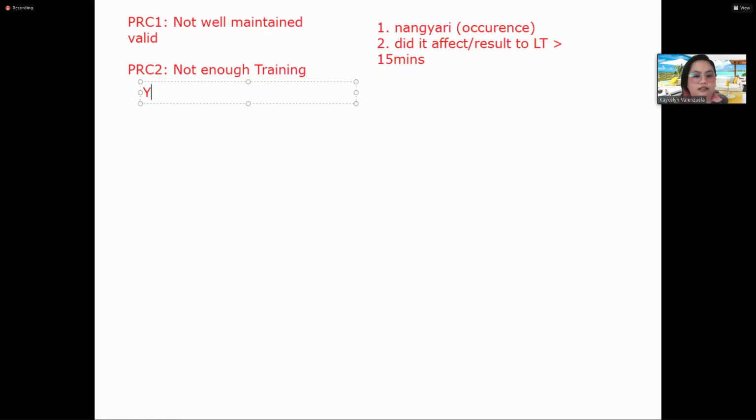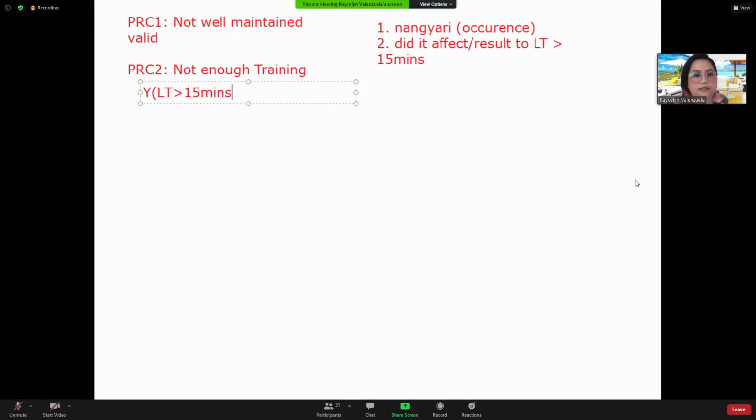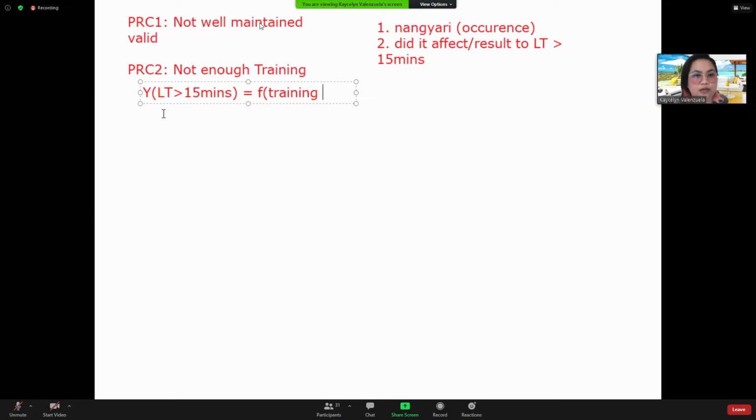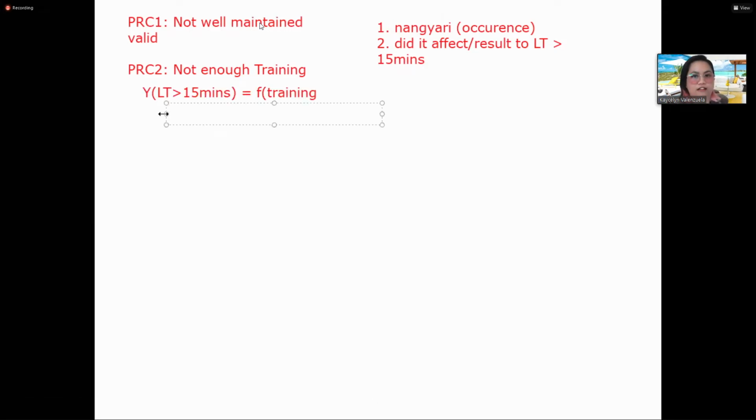Y is lead time greater than 15 minutes. Our X is what? Training. Training status? So, you can make it a box plot, right? Trained versus well-trained. Or, you can present a matrix. It's a table.